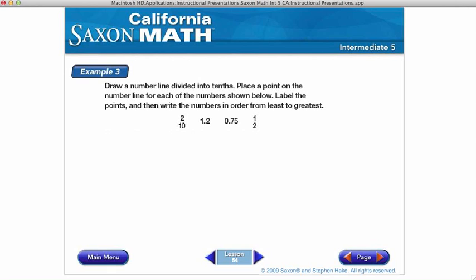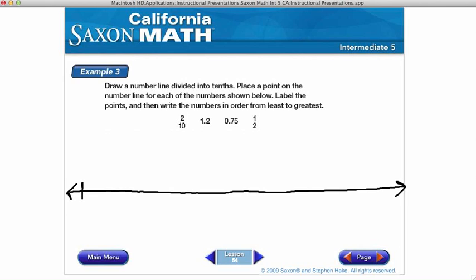Draw a number line divided into tenths. Now place a point on the number line for each of the numbers shown below. Label the points and then write the numbers in order from least to greatest. We do have a number bigger than 1, so I'm going to draw my number line. Do not skimp on these number lines. Make them the whole width of the page. You don't want to get your numbers crushed together.